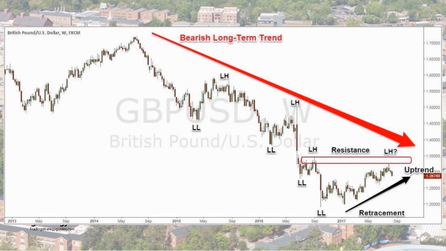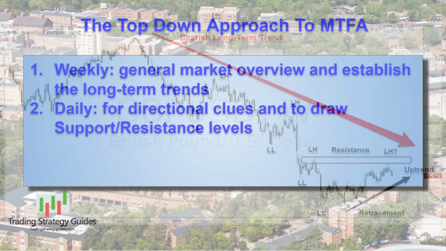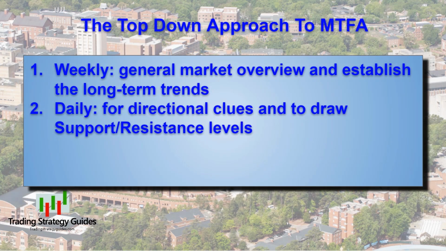Here we have a Great British Pound USD weekly chart which found a bottom at the beginning of 2017 and has been trading higher ever since. However, this rally is just a retracement within a larger downtrend that can be observed on the weekly time frame. Now, on the daily time frame, we look for directional clues and draw support and resistance levels.